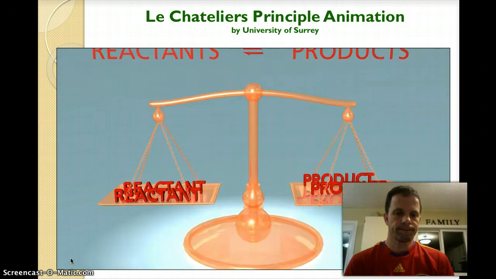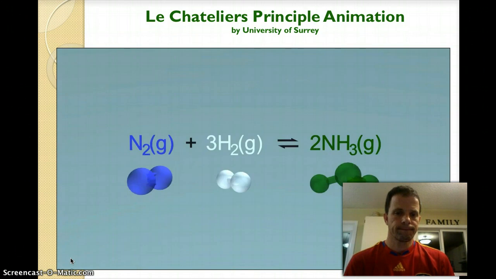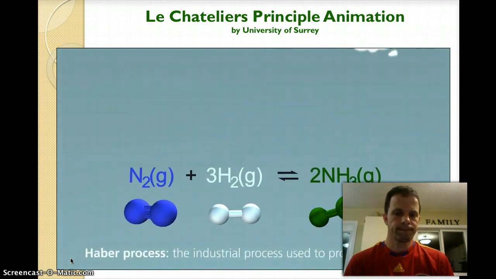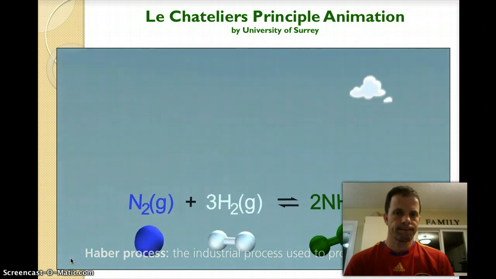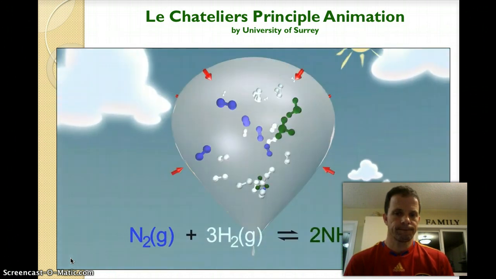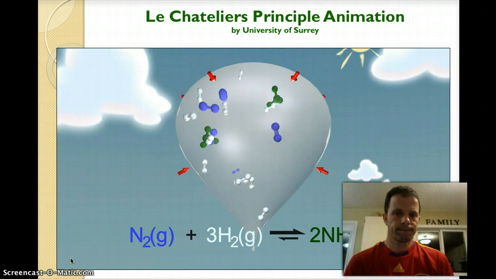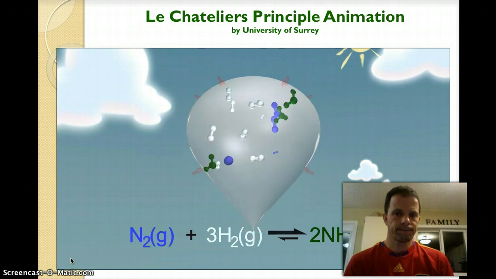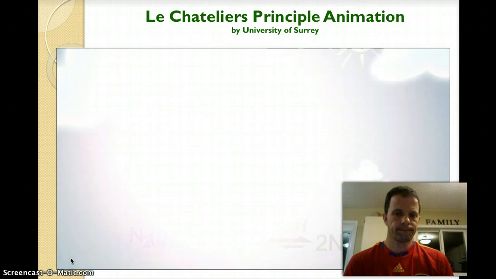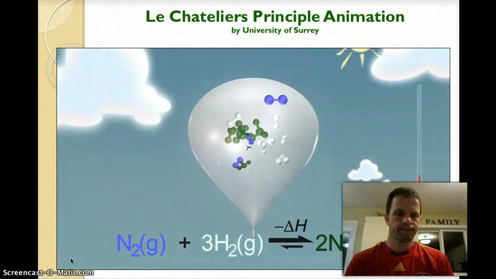Consider the Haber process, in which nitrogen and hydrogen react to form ammonia. Le Chatelier's principle tells us that if the pressure on the system increases, the equilibrium position shifts to the side where there are fewer moles of gas, and hence a lower pressure. The forward reaction is exothermic. Energy is released when ammonia is formed.